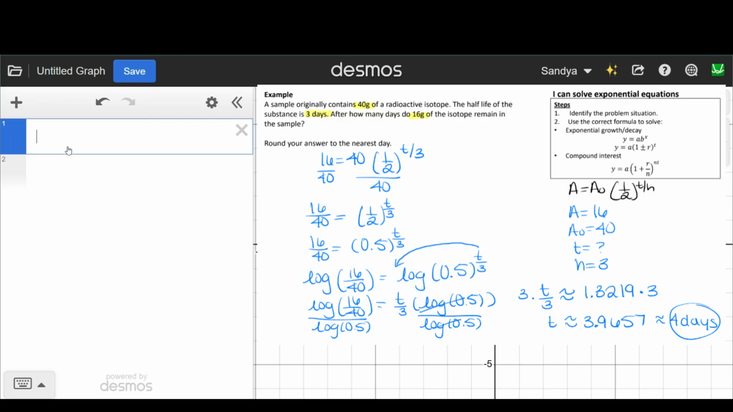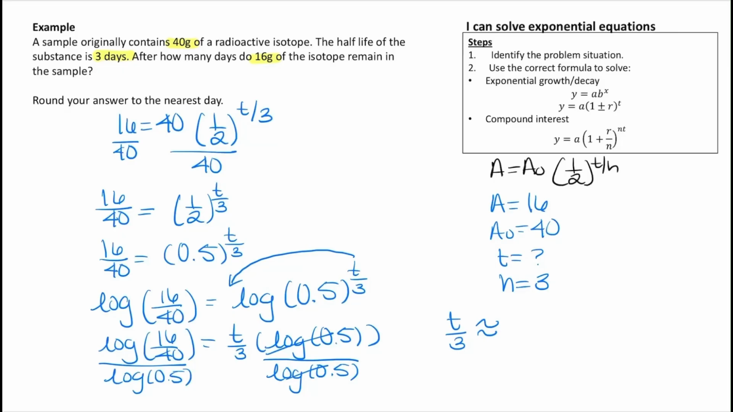So what I'm going to do in my calculator now is do log parentheses 16 over 40, and arrow to the right, close the parentheses, and then I'm going to divide by the log of 0.5. And you can see here that's approximately 1.3219. So now I know that T over 3 is approximately equal to 1.3219. And all I need to do now to solve for T is to go ahead and multiply both sides of this equation by 3.